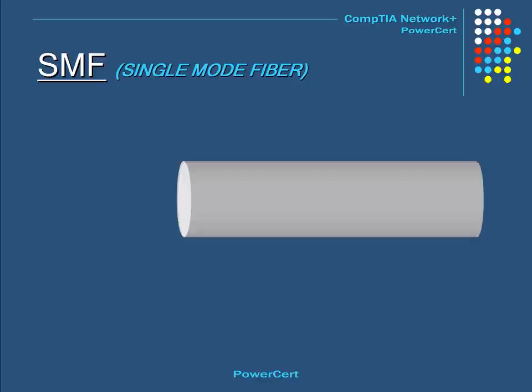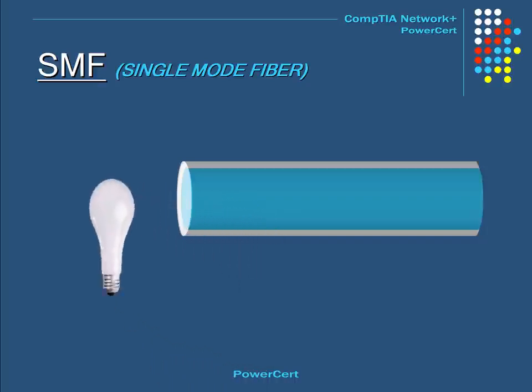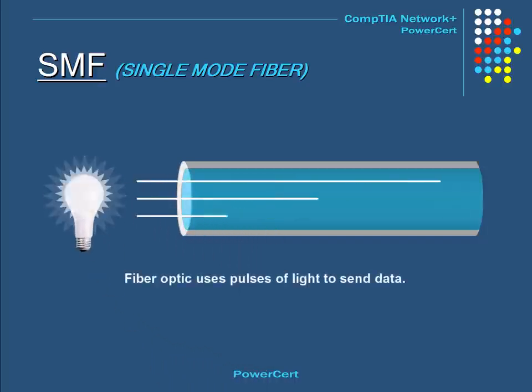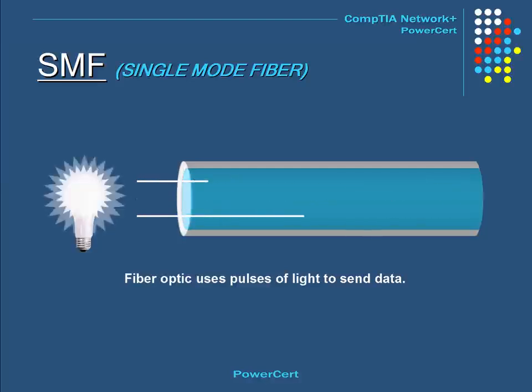Now we're getting into fiber optic cables. And here is a cutaway view of a fiber optic cable and a light source. Fiber optic cable uses pulses of light to send data. And as a result, it is very fast and it can span for great distances.